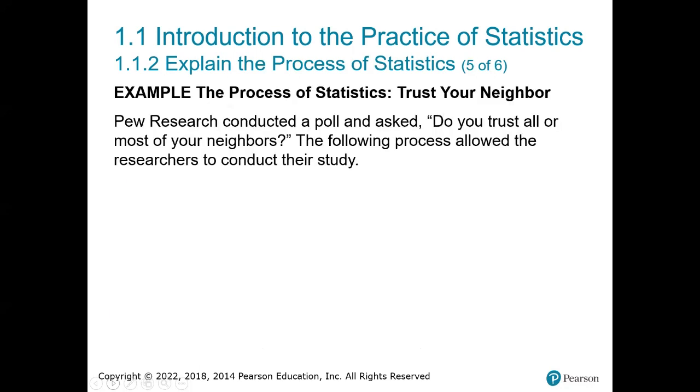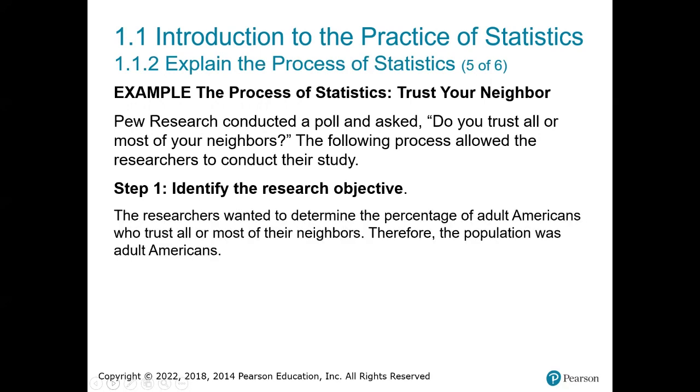All right, so let's explain the whole process for this question here. Trust your neighbor. Pew Research conducted a poll and asked, do you trust all or most of your neighbors? The following process allowed the researchers to conduct their study. So this is how they walked through the process. All right, so what is their research objective? Well, they wanted to determine the percentage of adult Americans who trust all or most of their neighbors. So they wanted to talk about adult Americans. So adult Americans is my population.